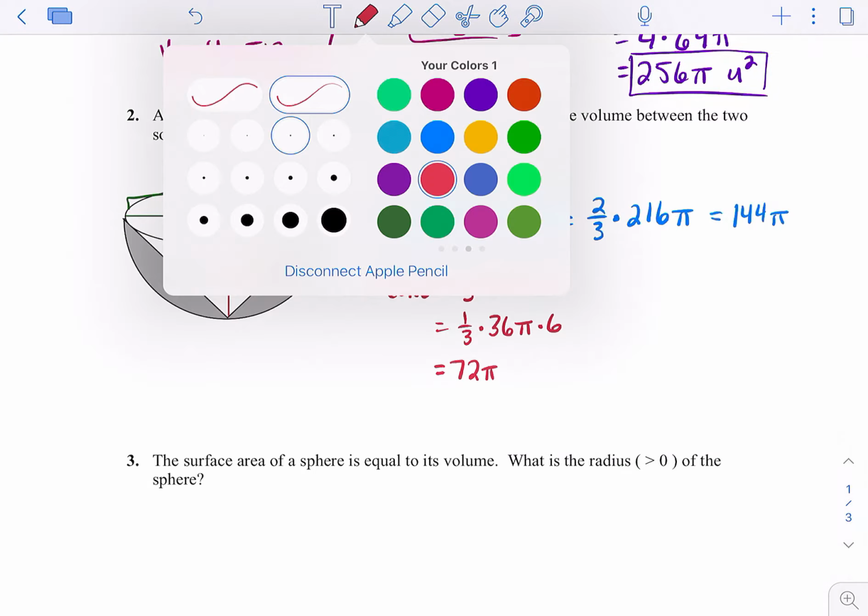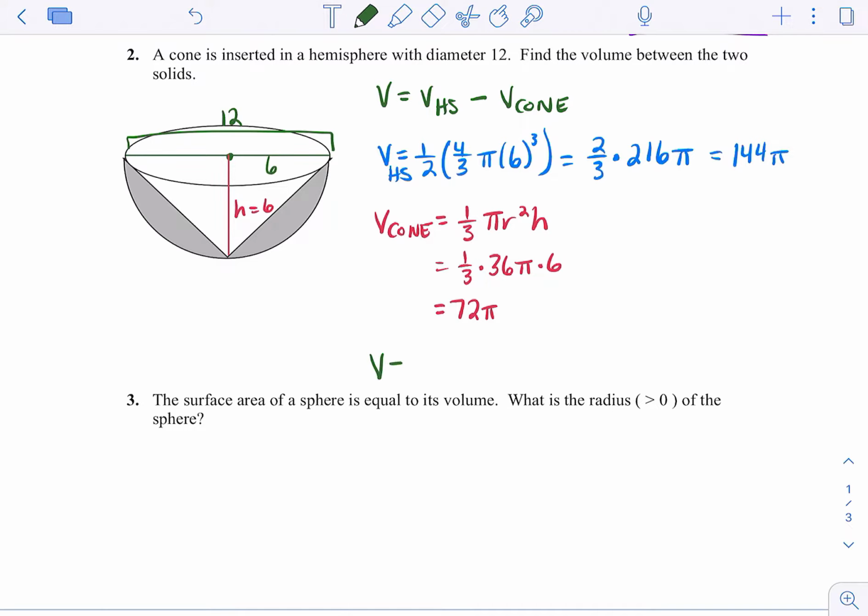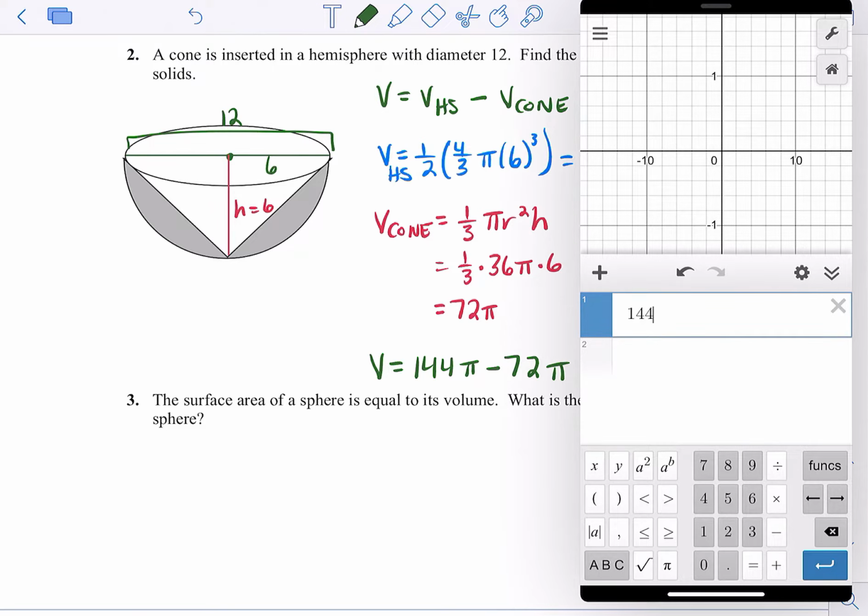So then let's go back. The volume of our shaded area, and notice so far, I have not multiplied the pi in at all. Please follow my example that we're going to leave pi in our answer so that we can see these numbers that make up our value, unless I tell you to round it, and this problem does not say to round it. So that makes this volume come out to be 144 pi minus 72 pi, which I think should also give us 72 pi. Let's see here.